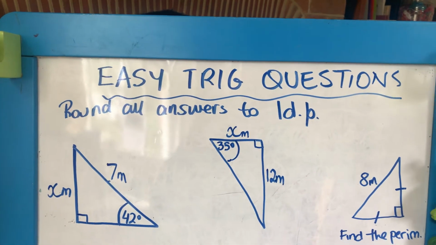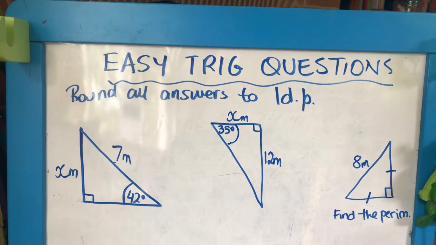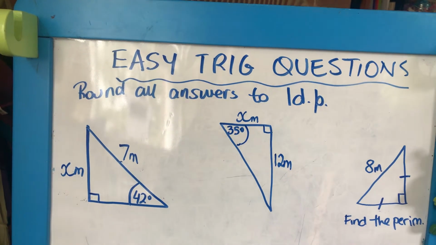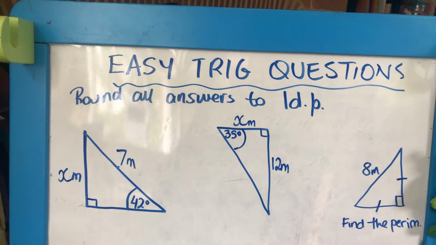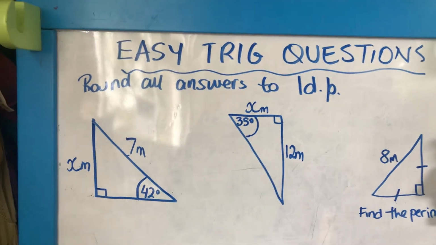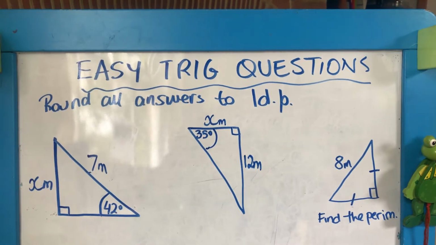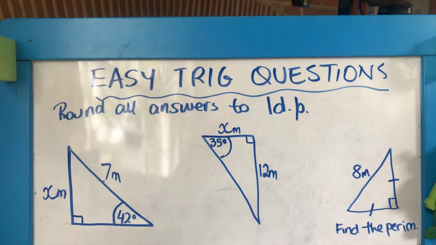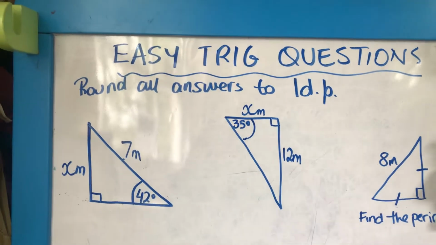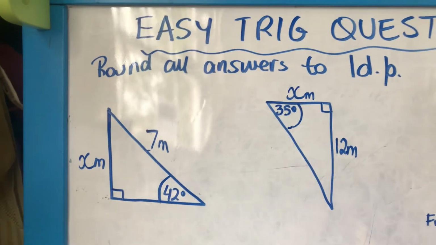Okay, hello. Today we're going to be looking at applying those trigonometry rules to some actual triangles. You'll notice all three of these are right-angled triangles, and our instruction is to round all the answers to one decimal place. So, all we need to do is decide which trig ratio we're going to use for each of those. You're going to need your calculator with the trig functions on it, so make sure you've got those at hand.